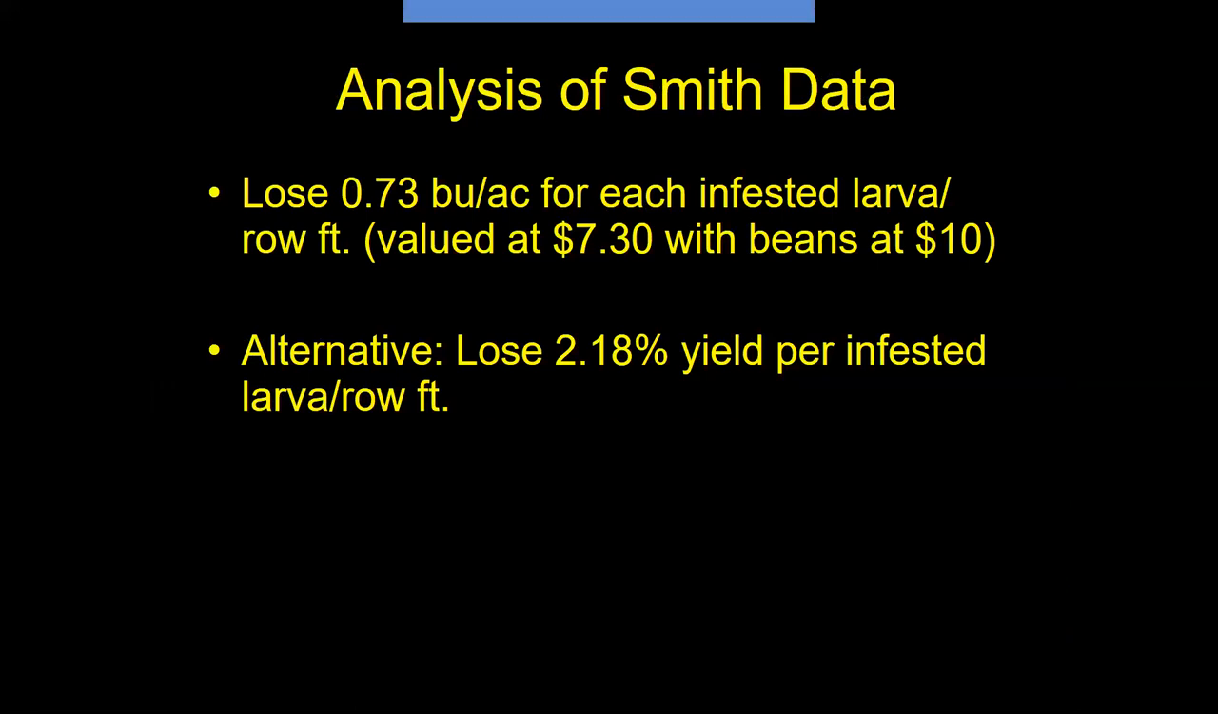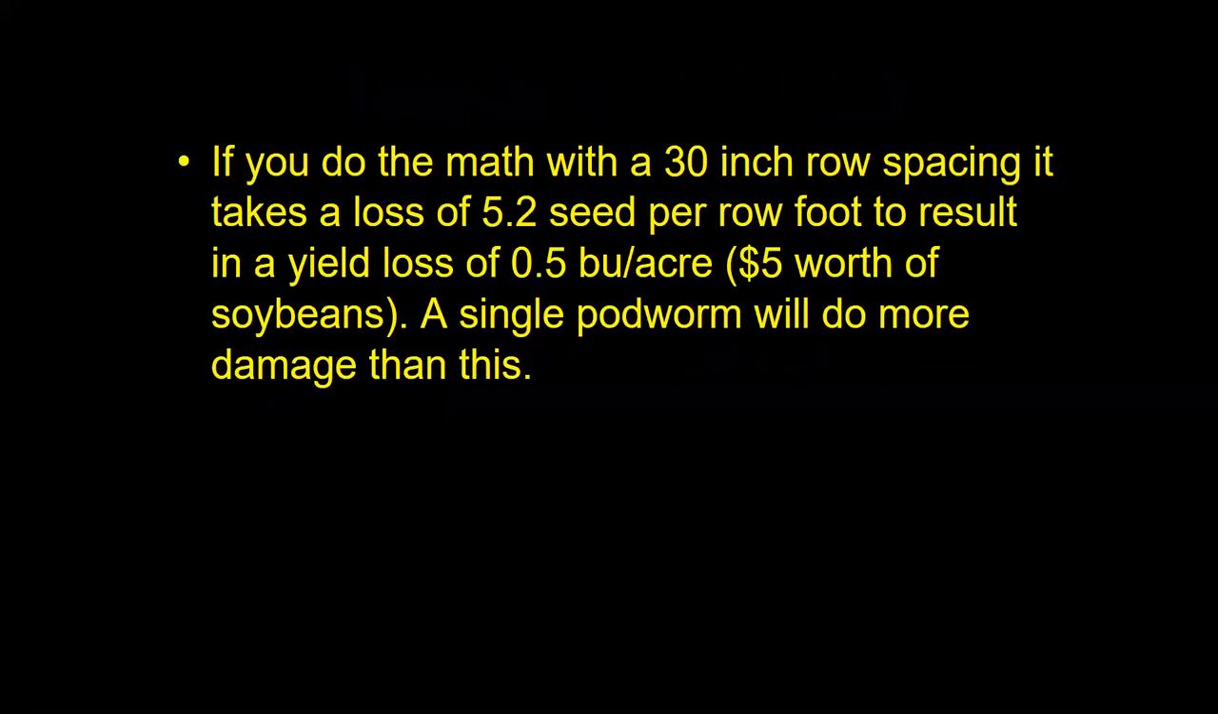In Alabama, based on the research done by Dr. Ron Smith, his data showed us that we lost 3/4 of a bushel per acre for each infested larva per row foot. So the value of that would be $7.30 with beans at $10 per bushel. That's about a 2.2% yield loss per infested larva per row foot. If you do the math with a 38-inch row spacing, it takes a loss of 5.2 seed per row foot to result in a yield loss of a half bushel per acre. That's $5 worth of soybeans at $10 a bushel beans.